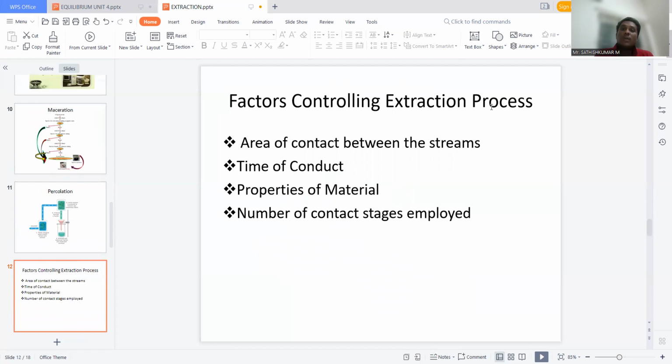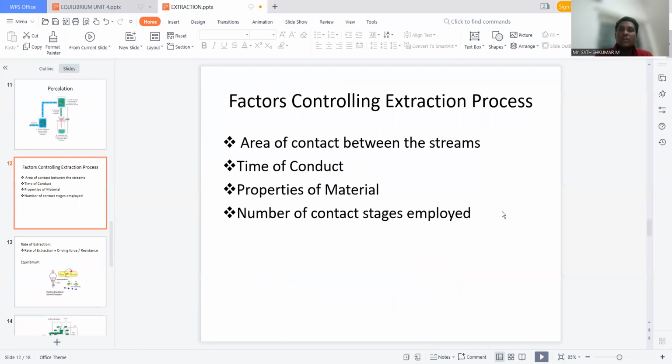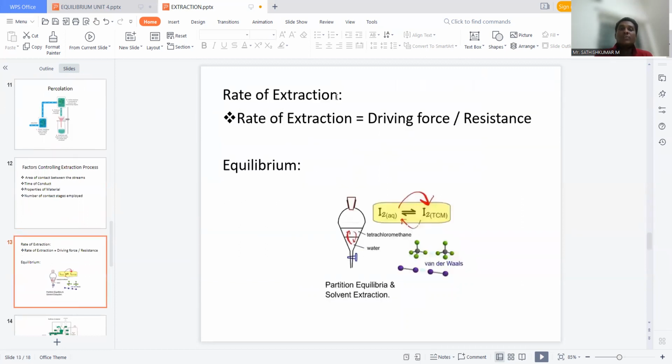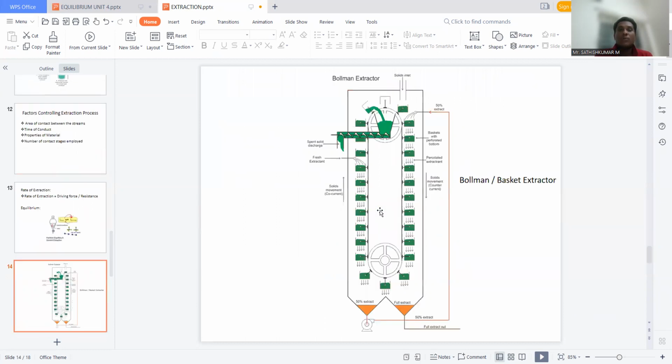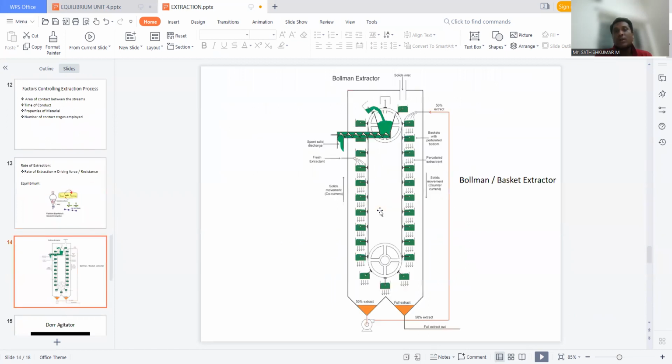The factors controlling the extraction process are the area of contact between the streams, time of contact, properties of material, and number of contact stages or equipment. These are all the factors influencing the extraction process. The rate of extraction is calculated by using the following formula: the rate of extraction equals driving force divided by resistance. This is the important formula to calculate the rate of extraction.